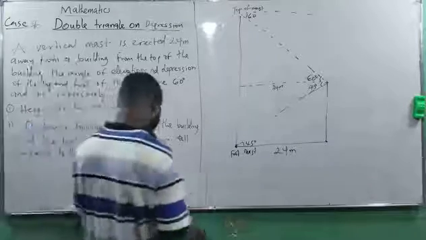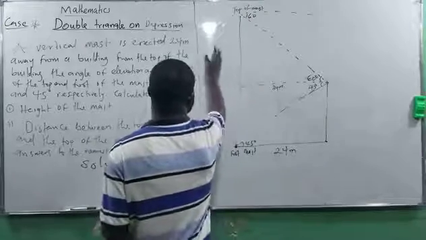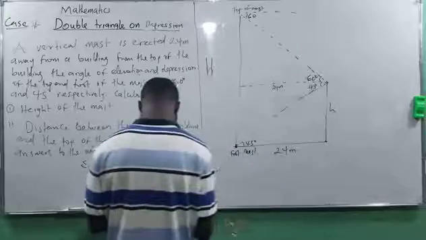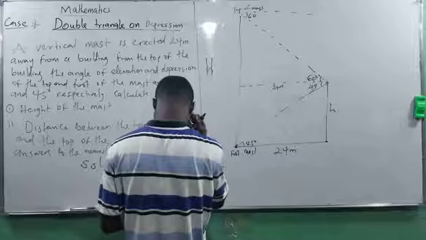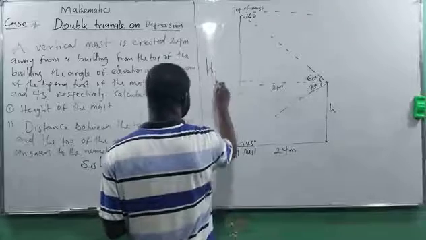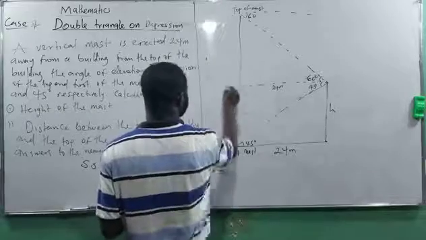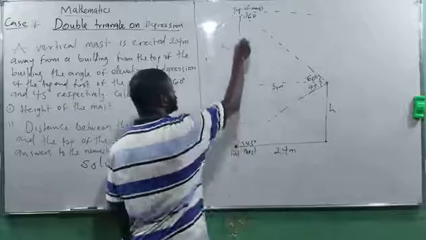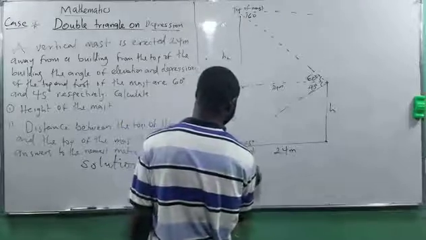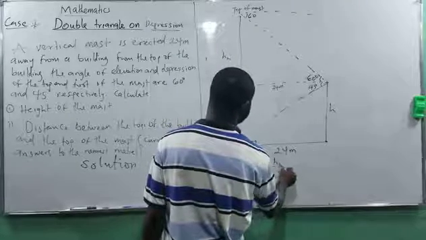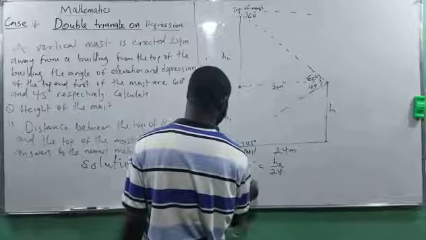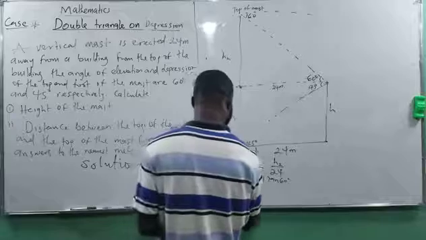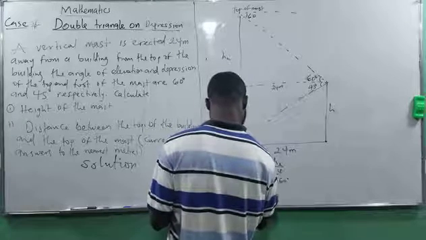Now, if I have the height of the mast, I put big H, and the height of the building, I put small h. Okay, H1 and H2. I love to use that kind of thing. Now it means from here to here is H1, from here to here is H1, from here to here is H2. Now I'll be talking about tan 60 degrees equals H2 divided by 24. Now my H2 will be equal to 24 multiplied by tan 60. Tan 60 is always root 3, which is 1.732.